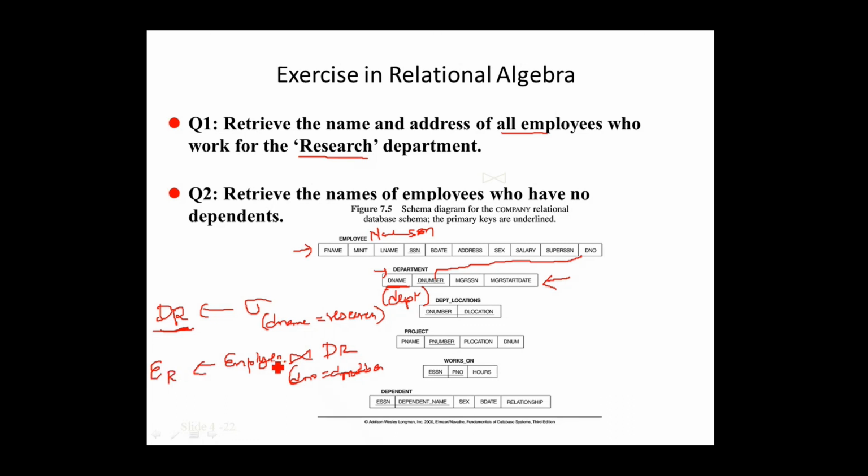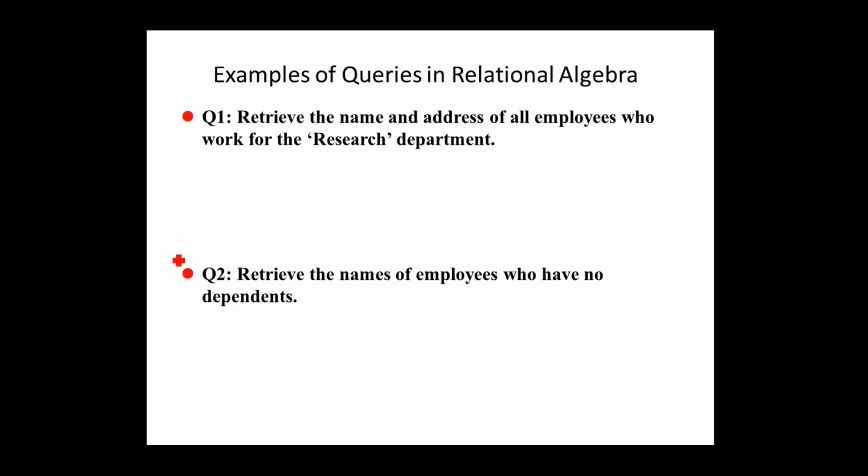So from this, what do I have to project? I have to project only the name and SSN. So the final result will be pi of SSN comma name, or name comma SSN, on which this intermediate result. So this is the output for that. I've got the output here.